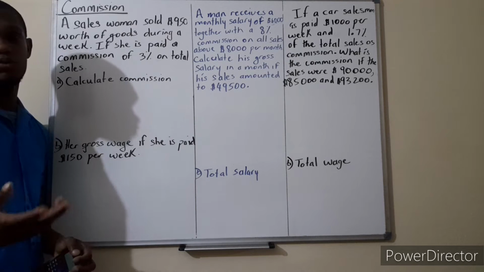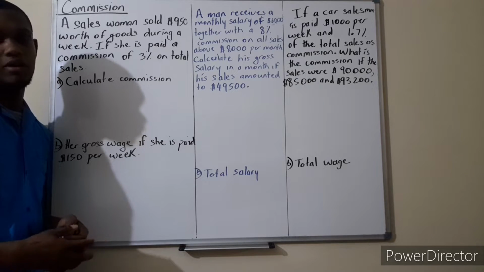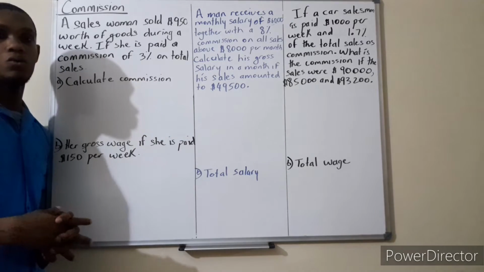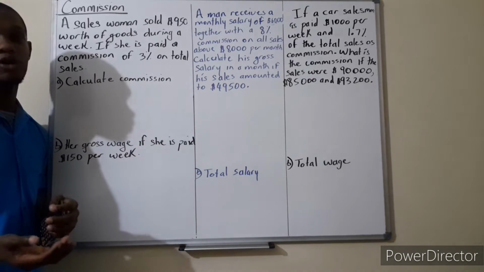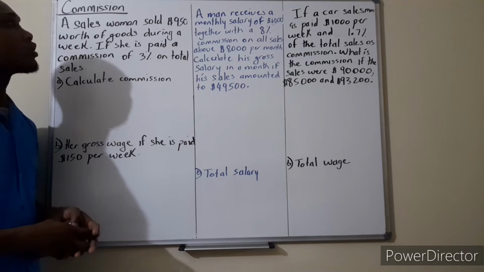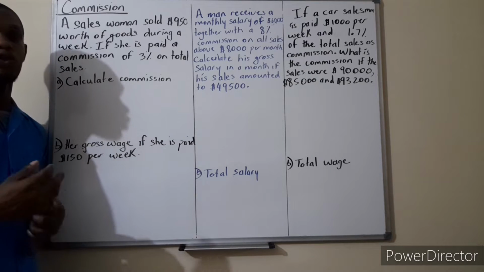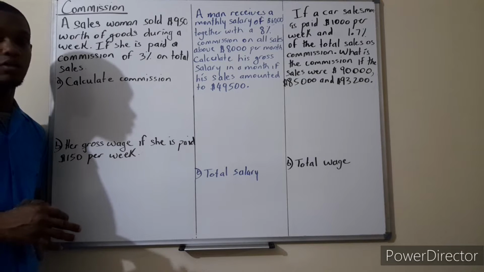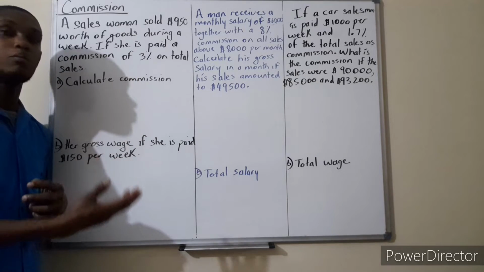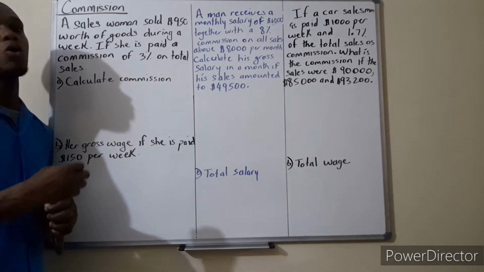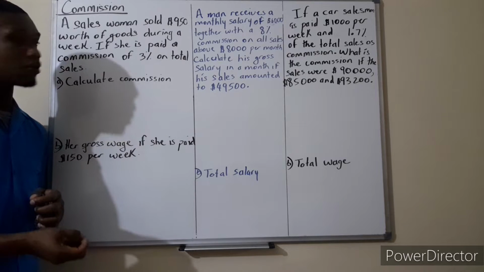So for this video, we'll be going through commission. Commission in its sense is just the extra or the bonus that a person gets for the sales or the services being offered. They'll get it from the company that they are working with. In this particular question, there are three questions because the approach for them is based on the reasoning of the question. It's always going to be a percentage amount of the sales made for the company, but the interpretation of the question will determine how you go about the question.